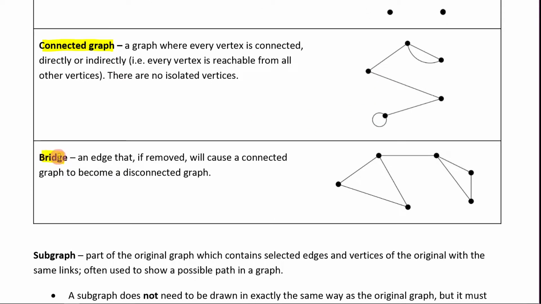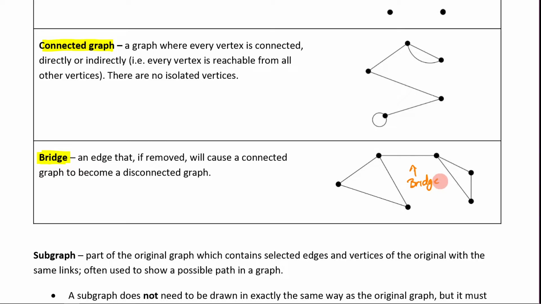Next is a bridge. So a bridge is an edge that, if removed, will cause a connected graph to become a disconnected graph. So if we look over here, you can see that this right here, if I was to get rid of this, then I would end up with a disconnected graph. So a bridge is an edge. So we can write this in. This is the bridge.